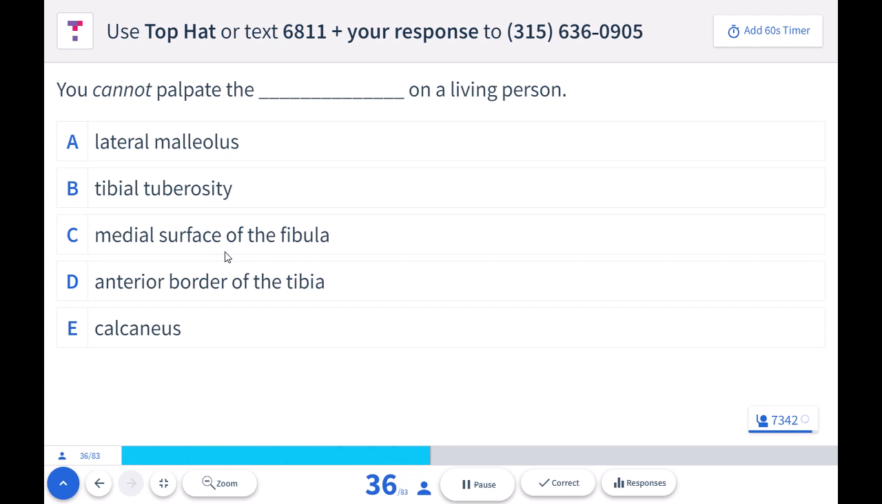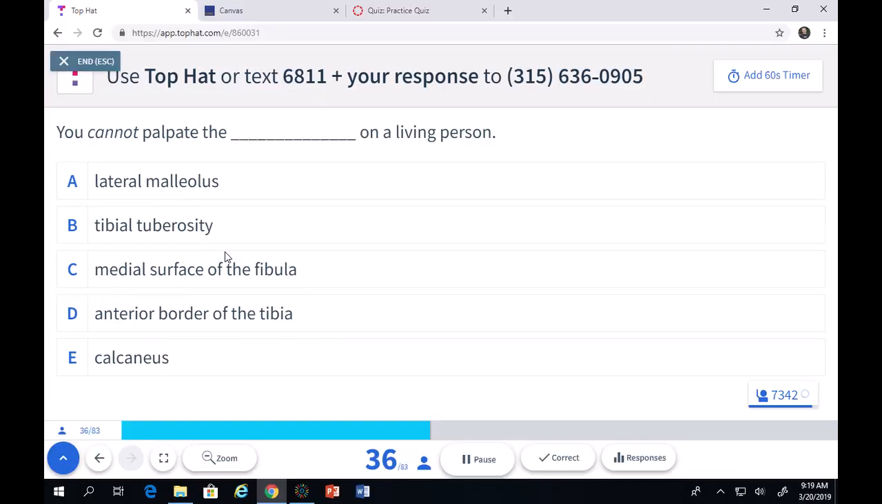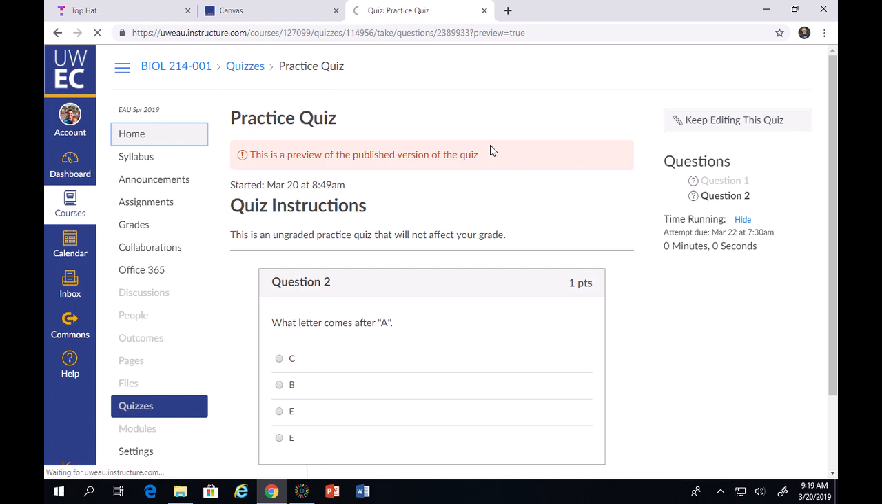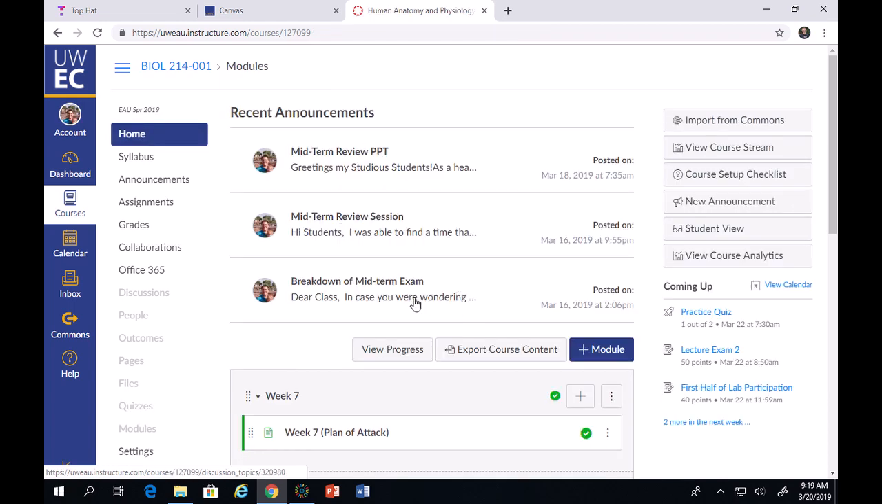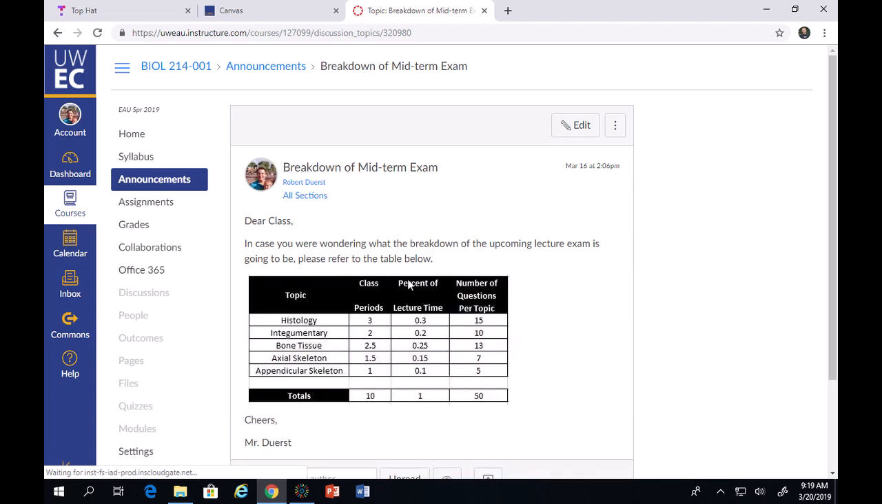I said the appendicular skeleton wasn't going to be on the exam. I did. Let me double check. I believe I posted an announcement that said there were 5 questions from the appendicular skeleton. Oh, for that particular question that was worded very poorly, that will not be on your midterm. Yeah, thank you for clarifying.